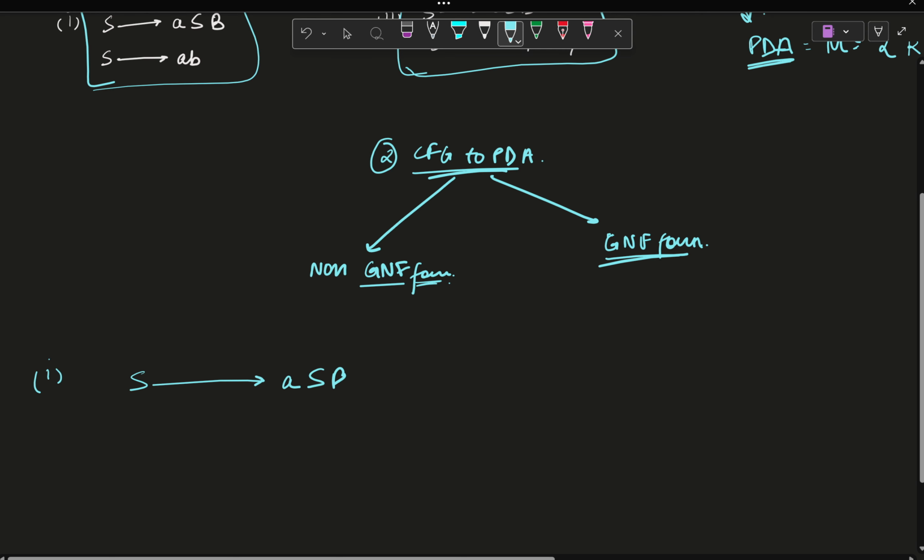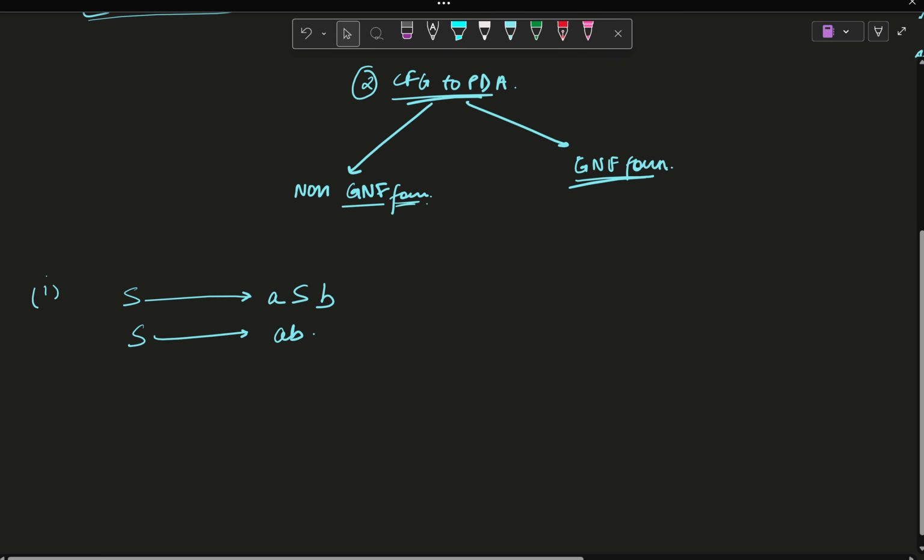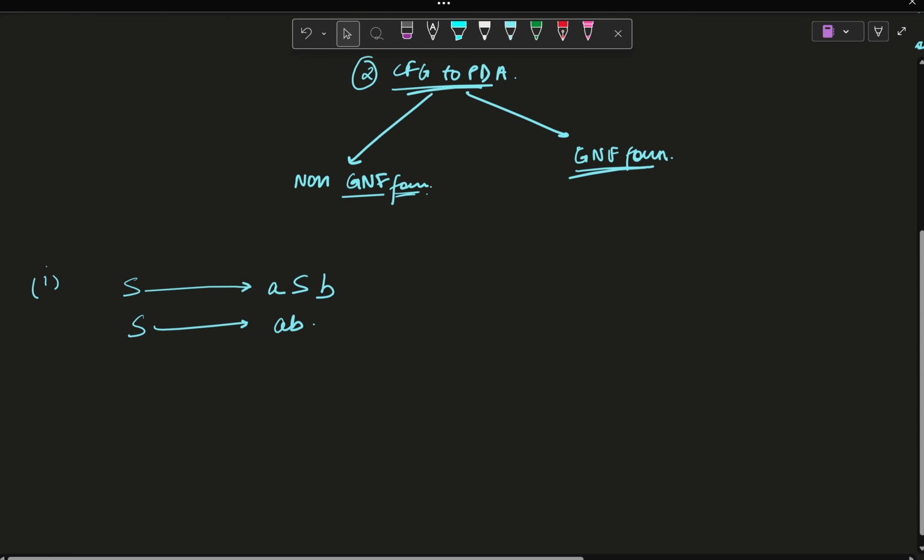S goes to ASB, and this is AS small b. And this is A goes to AB, S goes to AB. So these are the two production rules that we have been given for our CFG, and now we have to derive a PDA out of it.